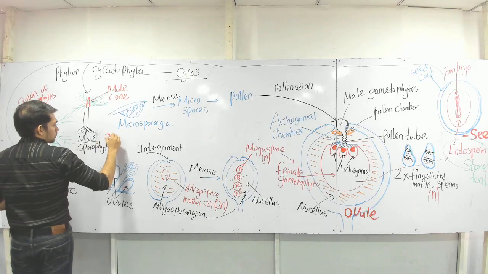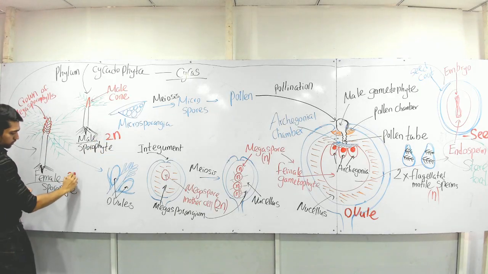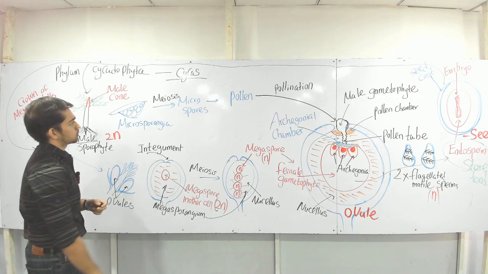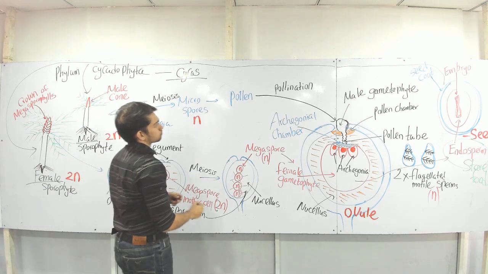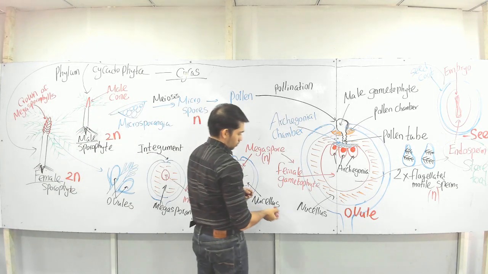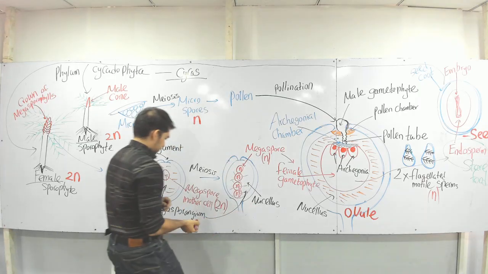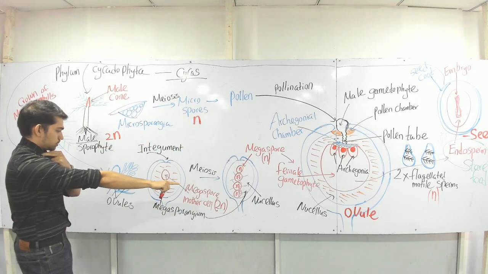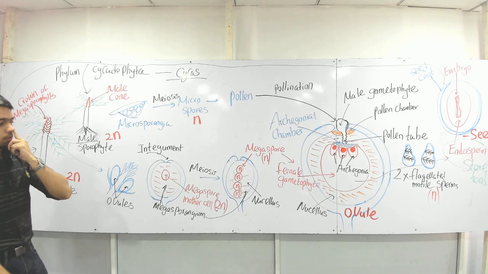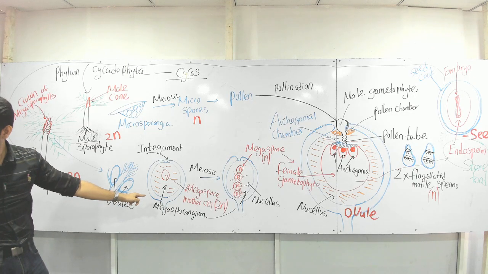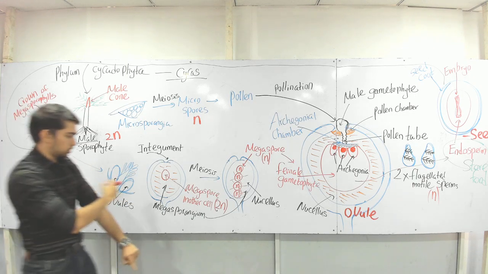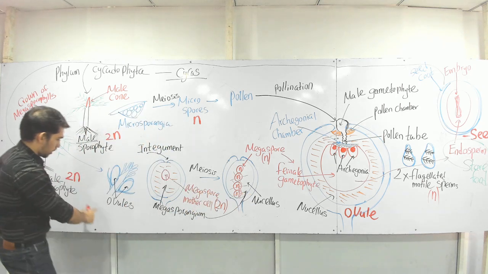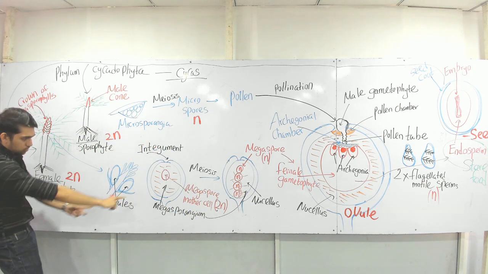Male sporophyte 2n, female sporophyte 2n. What else? Microspore n. What else? So what became the new nucellus? Megasporangium. What becomes the nucellus? Megasporangium. So the nucellus is a diploid structure because it's part of the sporophyte.